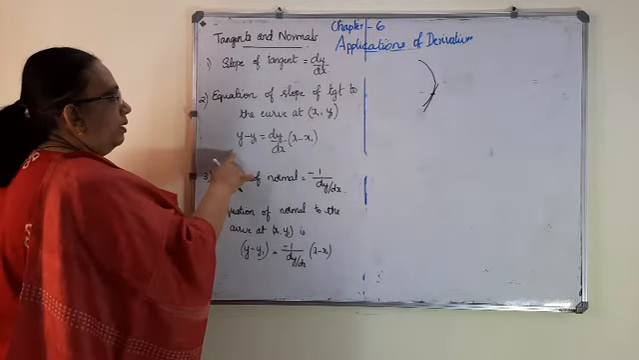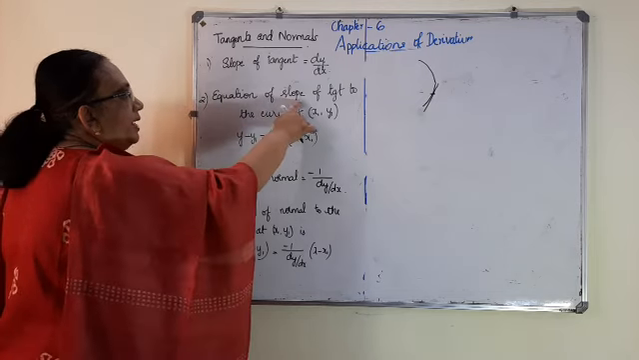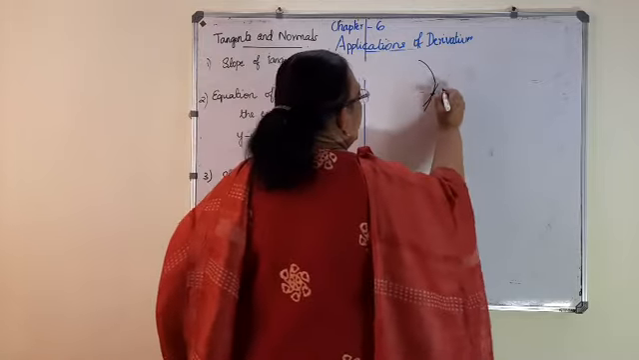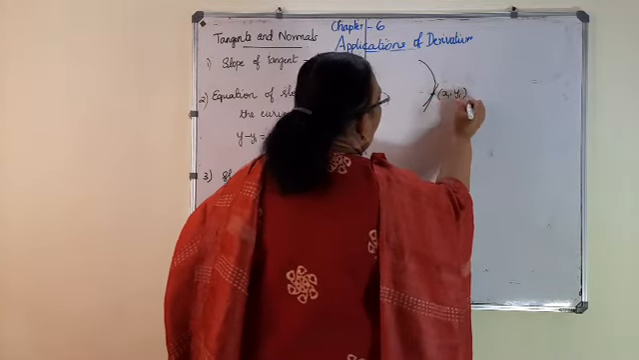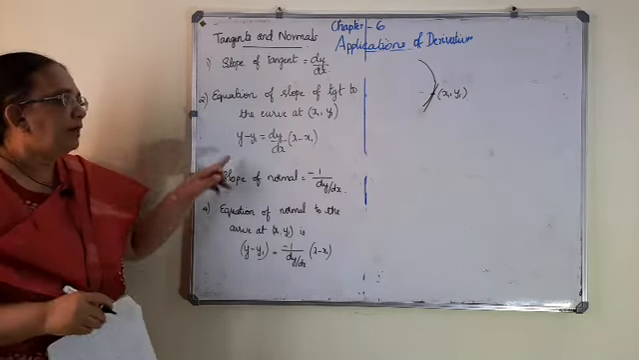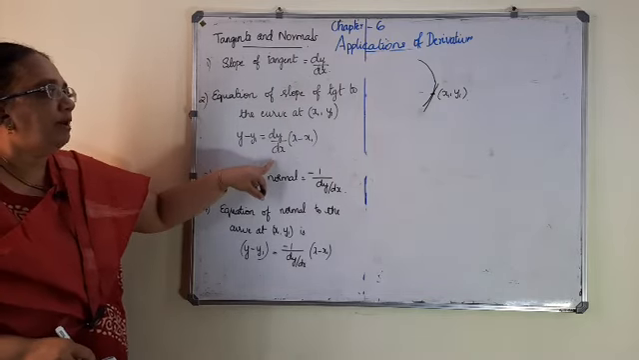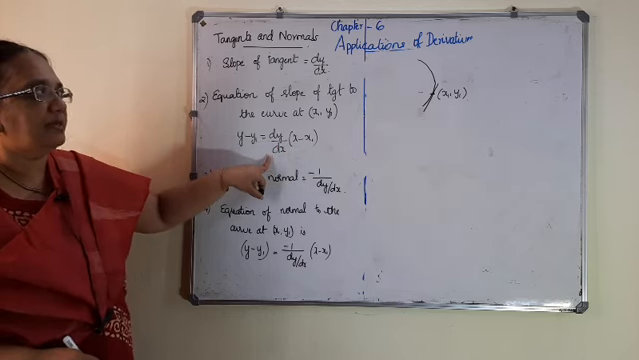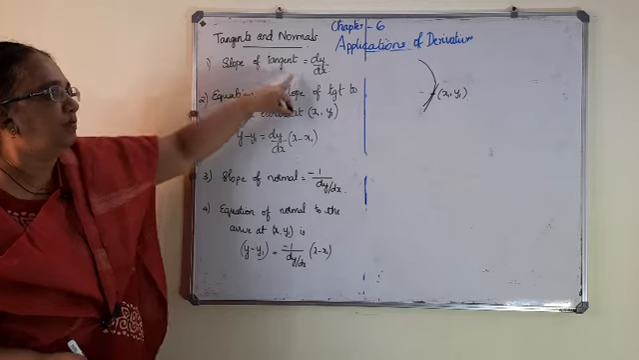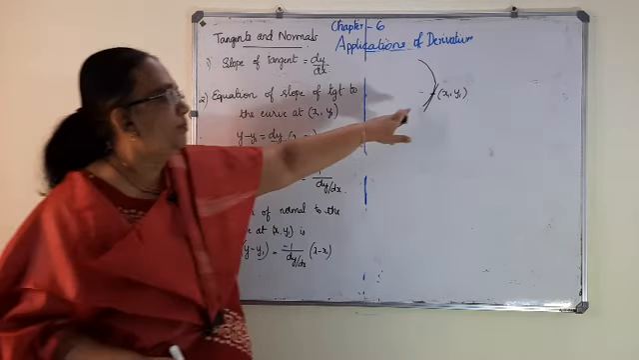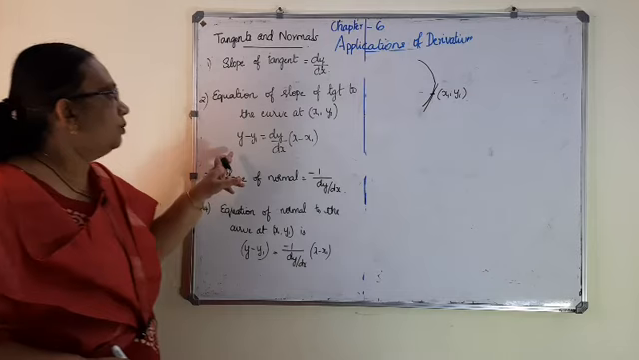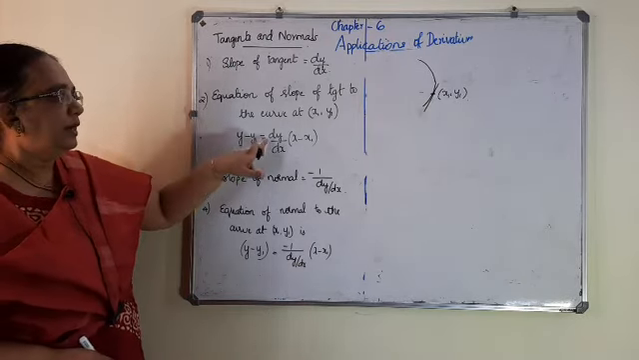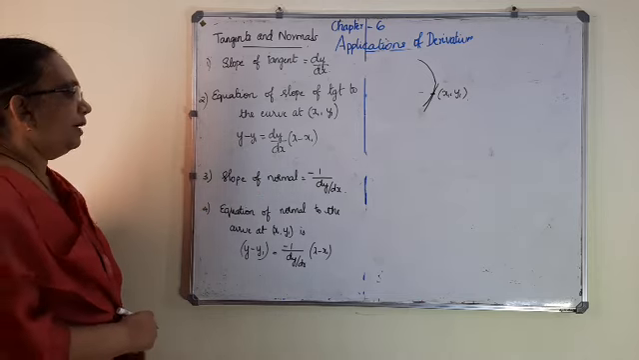Now what is the equation of the slope of tangent to the line? Slope of tangent to the curve at the point x1 y1. At the point x1 y1, it is y minus y1 is equal to dy by dx into x minus x1. Dy by dx is the slope of the tangent, and the tangent passes through the point x1 y1. So the equation is y minus y1 is equal to dy by dx into x minus x1.